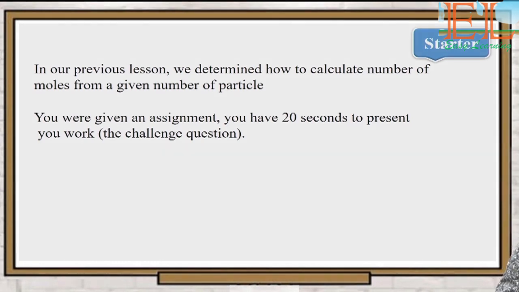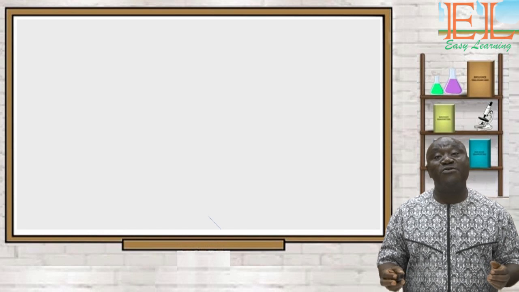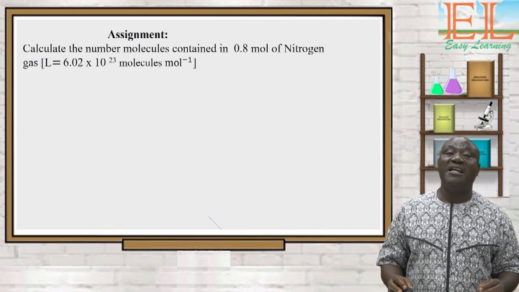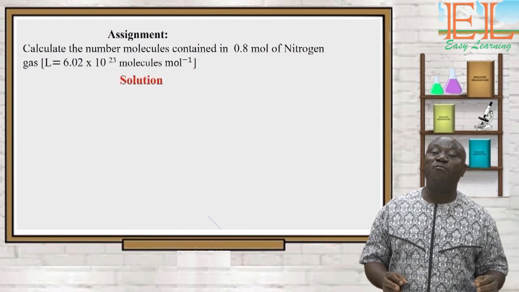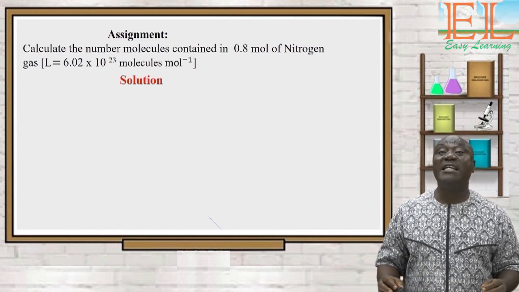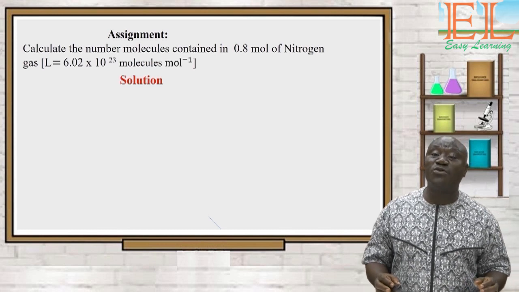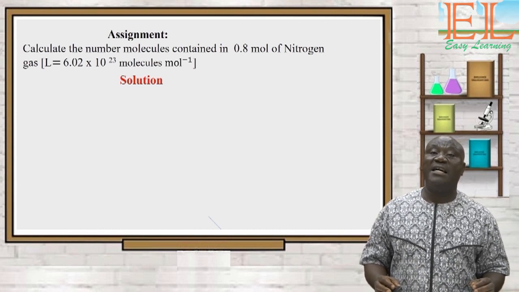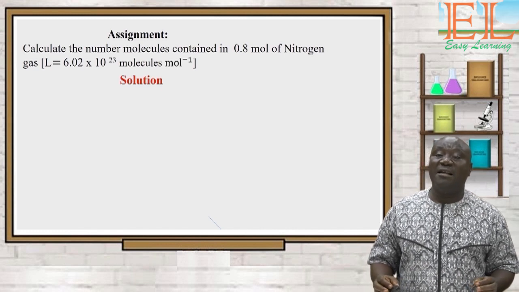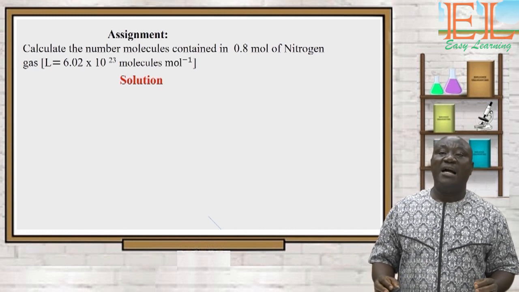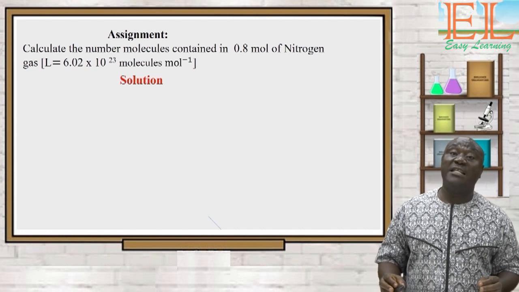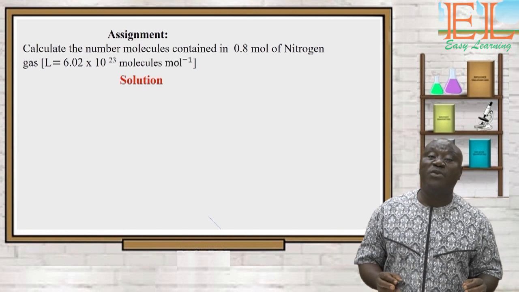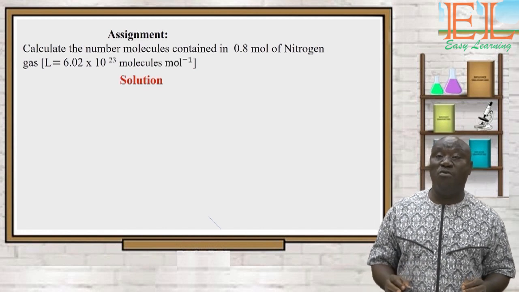Welcome back. Let us see how you solve the question. The question was, calculate the number of molecules contained in 0.8 moles of nitrogen gas, given that the L, that is Avogadro's constant, is equal to 6.02 times 10 raised to the power 23 molecules per mole.